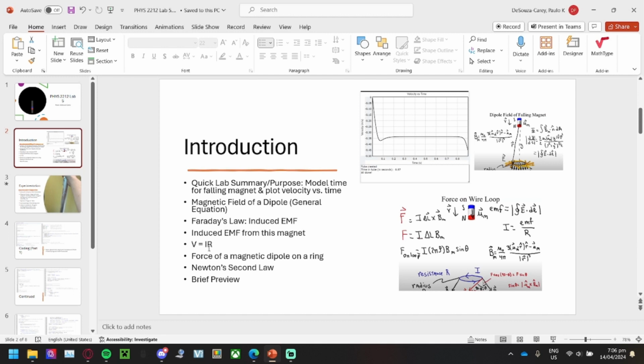Now, we also need to know the force of a magnetic dipole on a ring, which is over here, and Newton's second law, stating that the force of a magnet on a ring is equal to the force of the ring on the magnet. And a brief preview up here is our velocity versus time graph.